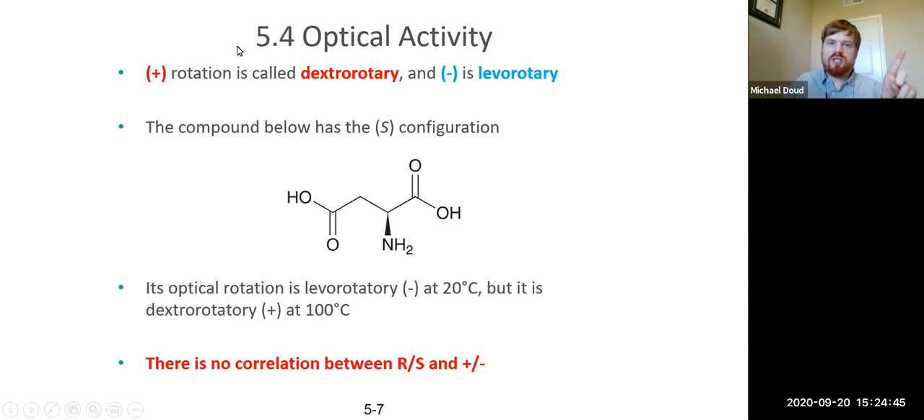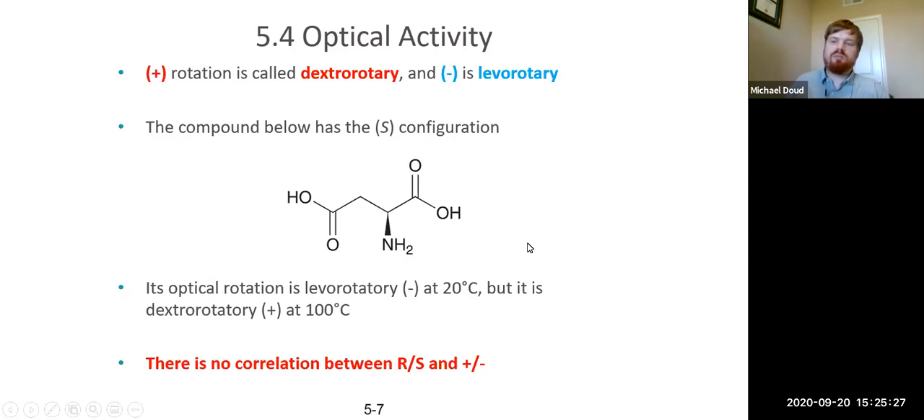If you have this plus rotation, that's what we call dextrorotatory. If you're up on your Latin, dextro is to the right, and then minus is levorotatory, to the left. So that's one way you can say this is dextrorotatory, it's got a positive specific rotation, and it's levorotatory if it has a negative specific rotation. Just to emphasize, this is an S-configured compound. Its optical rotation is negative, so it'd be levorotatory at 20 degrees Celsius, but it's actually positive at 100 degrees Celsius. So if you change the temperature, it goes from levo to dextrorotatory. Just keep that in mind.